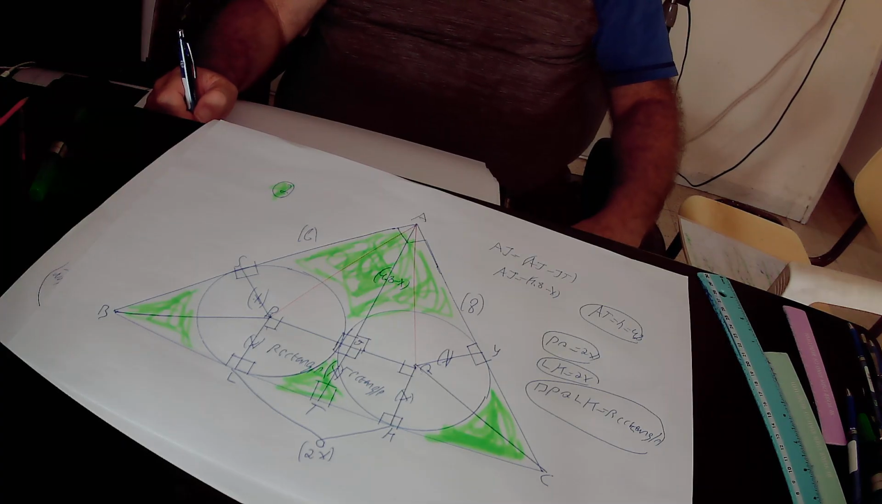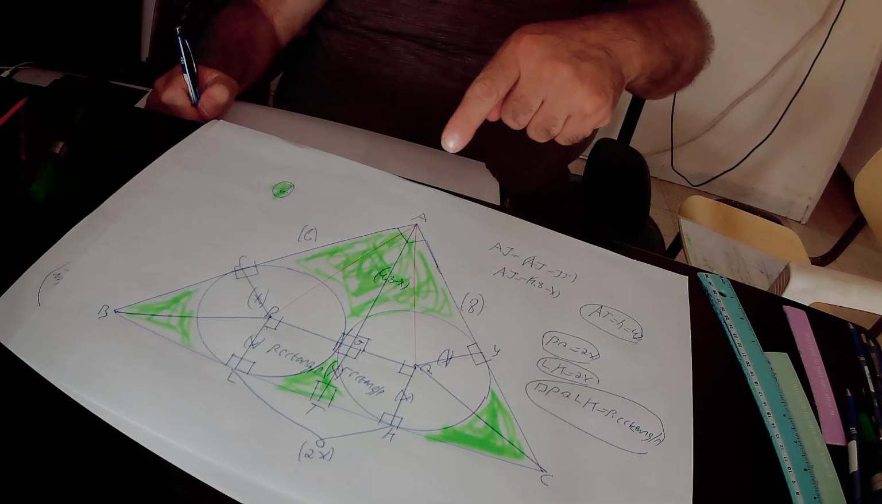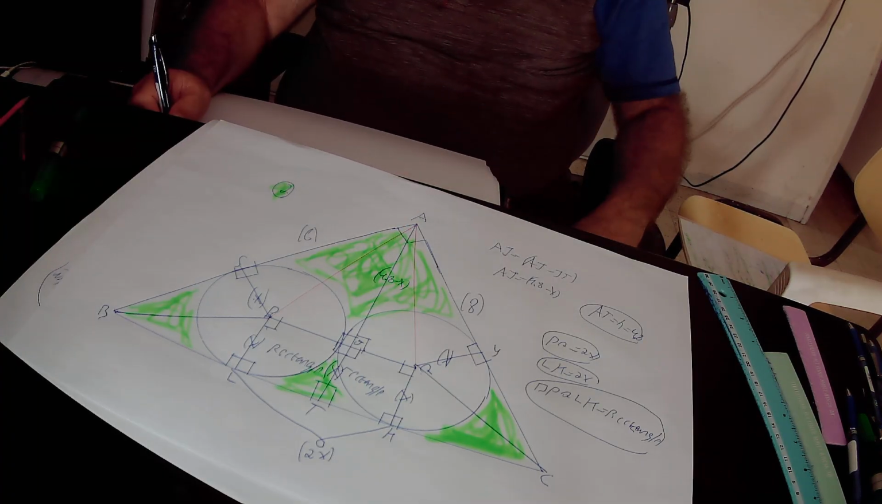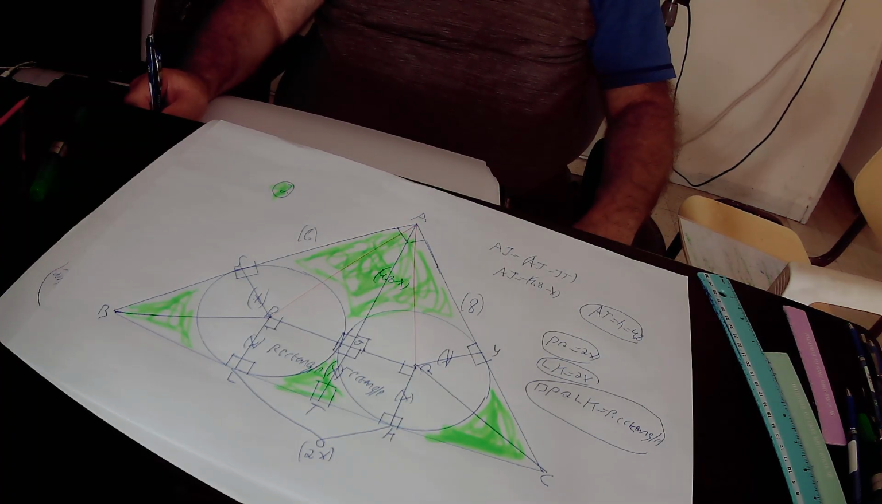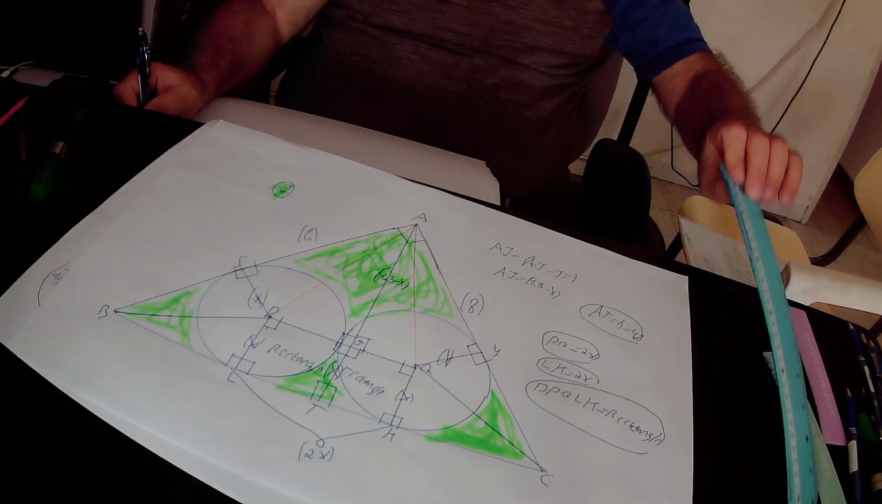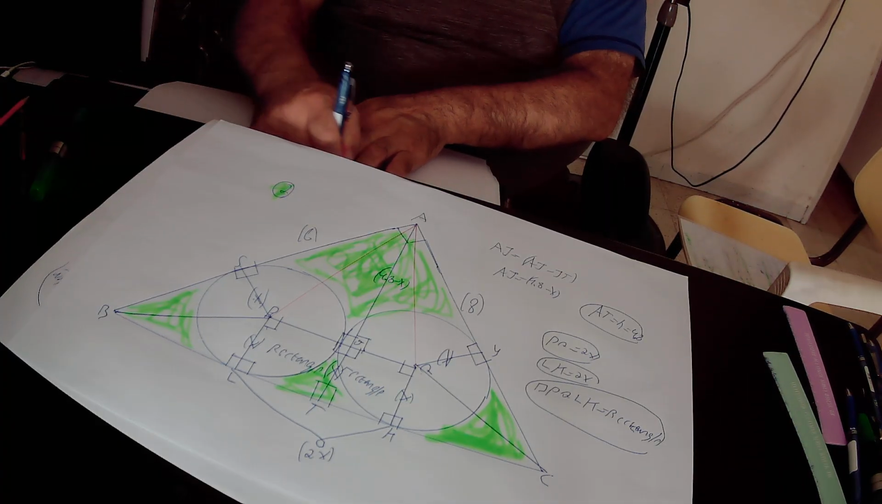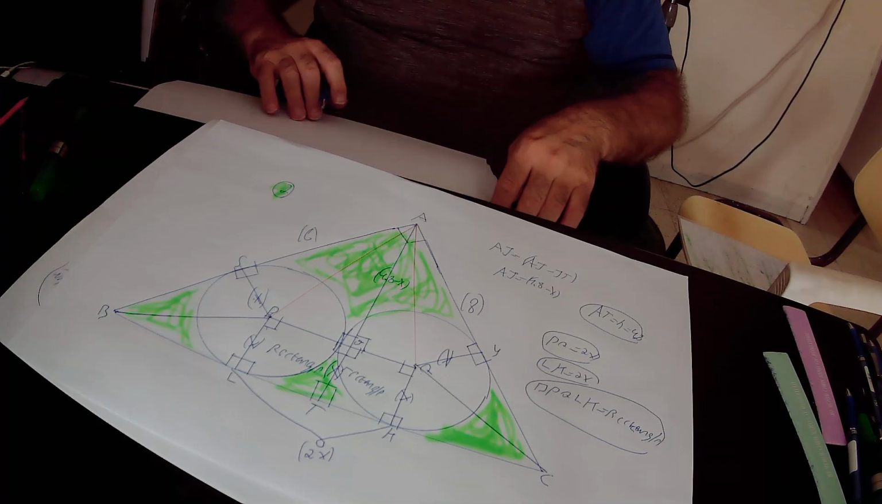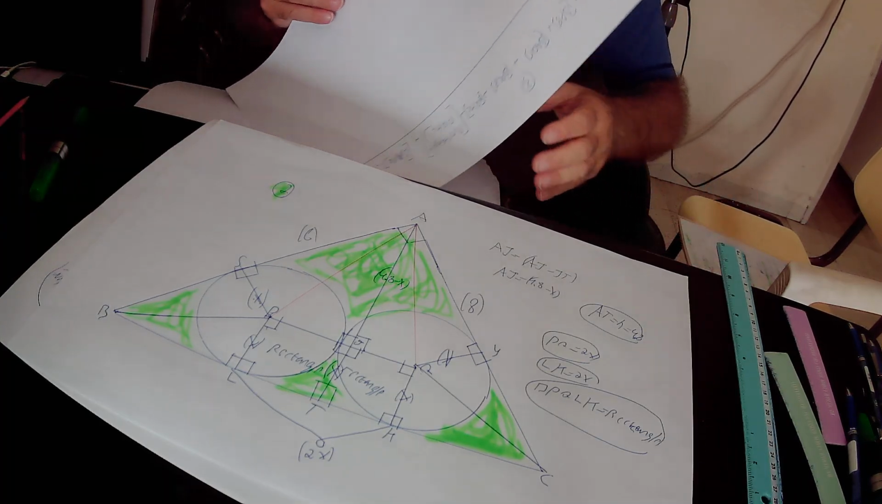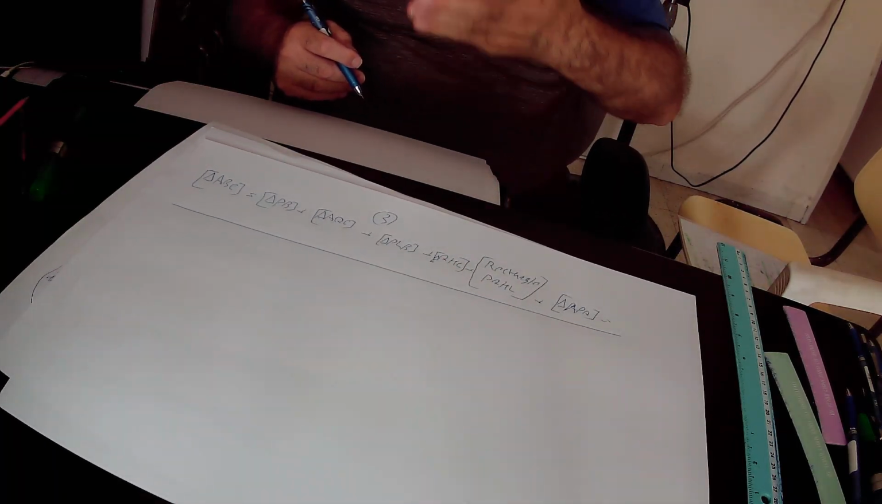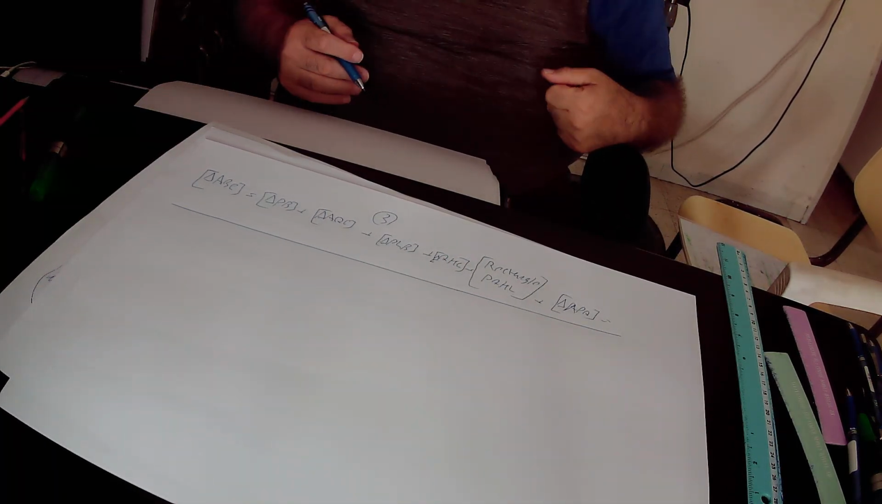Plus the area of the six shapes that triangle ABC consists of. This is triangle APQ. And again, now triangle ABC must be equal to the sum of the areas of the six shapes that it consists of.